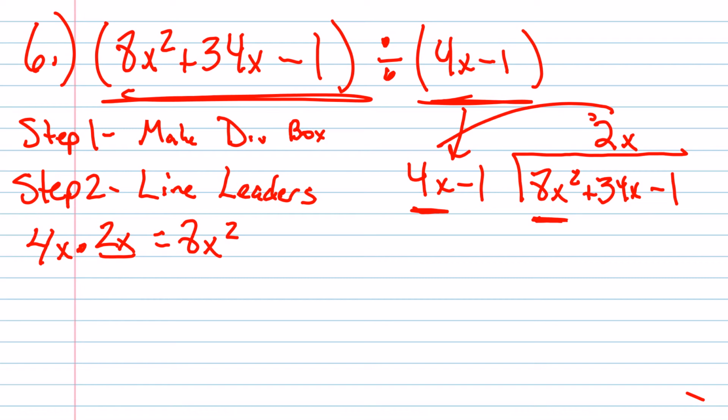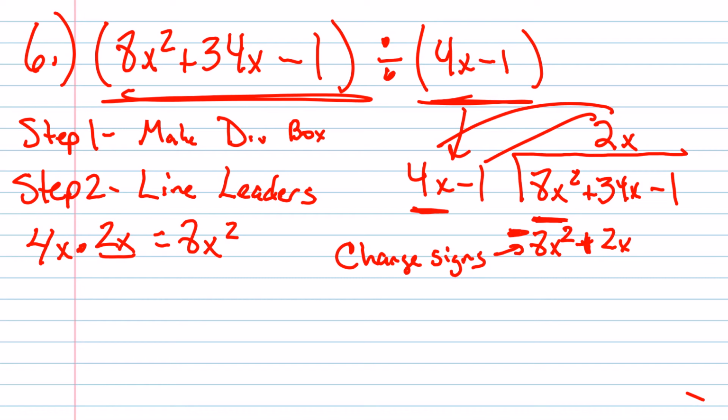Remember, if it's on top of the box, you multiply by everything inside the box. 2x times 4x is 8x squared. 2x times minus 1 is minus 2x. Don't forget to change your signs. Most common mistake. So I make that minus, makes this plus.